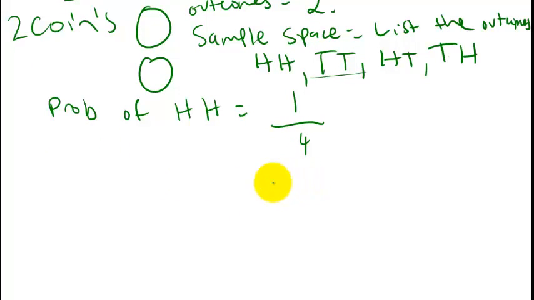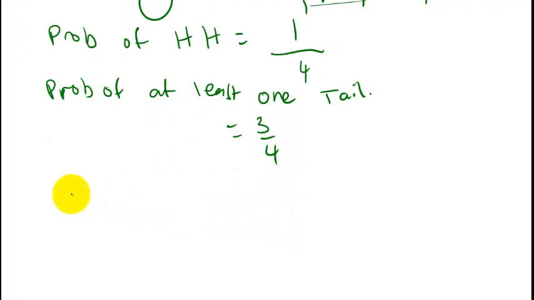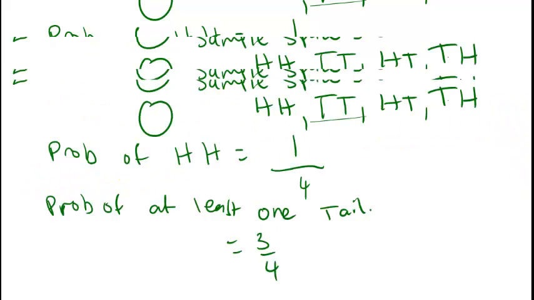But if I ask what's the probability of at least one tail, I can get a tail there, a tail there, and a tail there. So that's 3 out of 4. That's it. So that's probability. Hopefully that should be okay now.